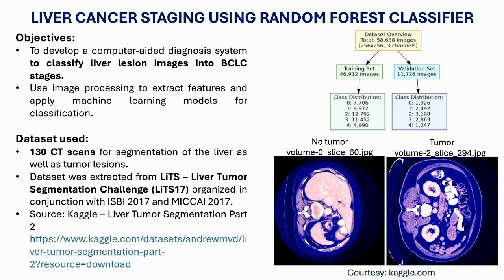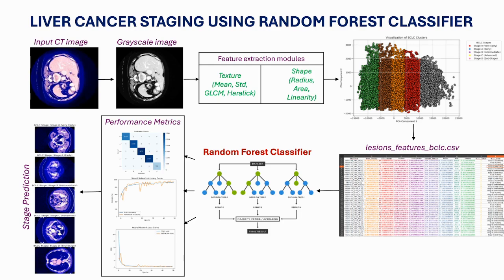So in the data set, I have some 58,000 images, and the image size is 256 by 256, and it is an RGB image. I have a training set and an evaluation set with a balanced set in each class. So this is my project flow.